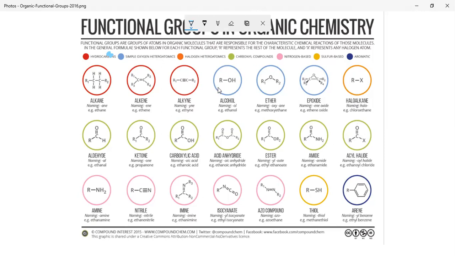Next, alcohols. In alcohols, the functional group is, you now have an oxygen, right? Oxygen containing compound. How many oxygens? One oxygen. So you have your alkyl group, and if it has an OH as a functional group, it is an alcohol, right?